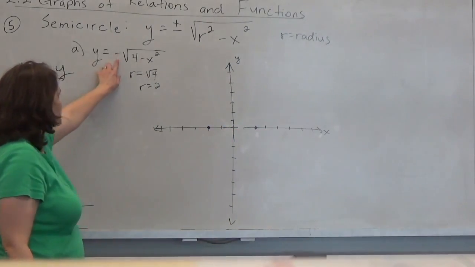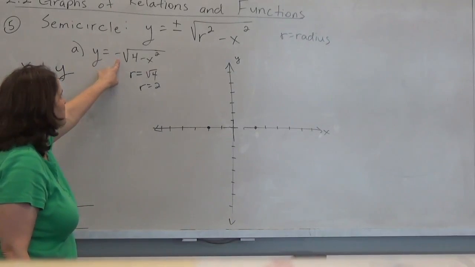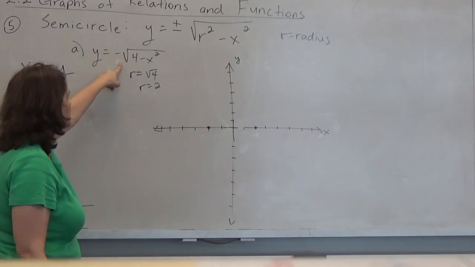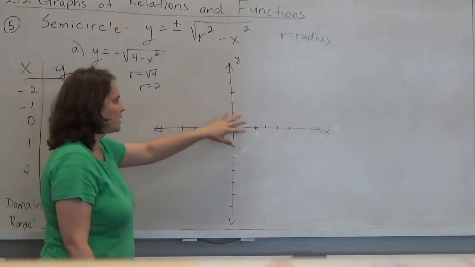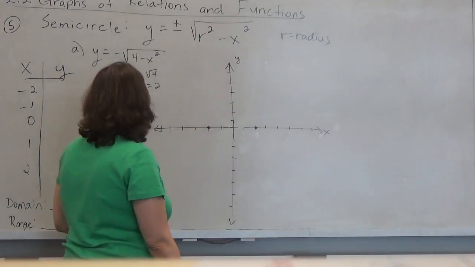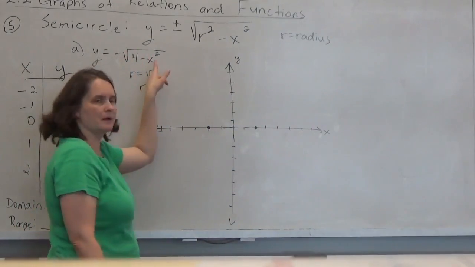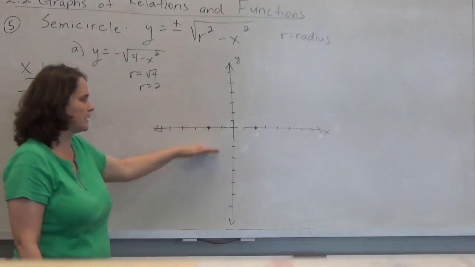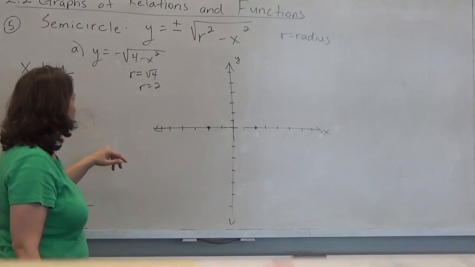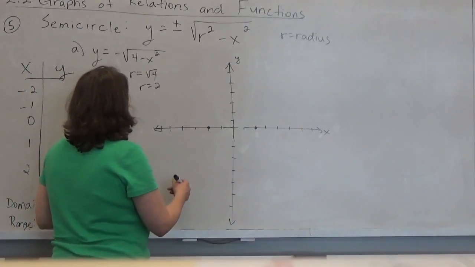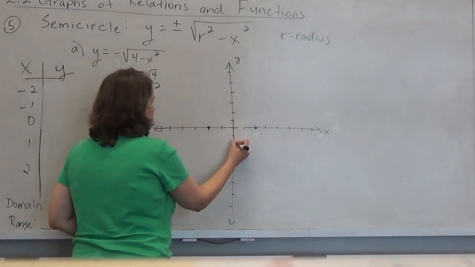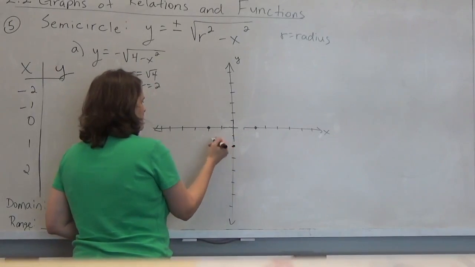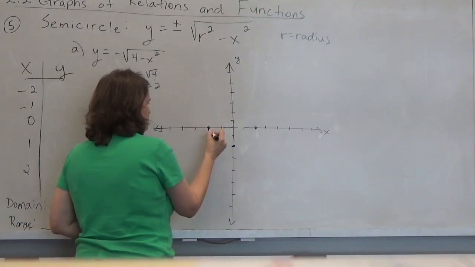And then also notice that there's a negative in front of this one. If there's a negative in front of it, then you're going to be looking at the bottom, underneath the x-axis. So really, whatever y values are coming out of that radical, out of that square root, you're going to negate them and put them down here. So if we have a radius of 2, that means we can come down 2 spaces, and then we can connect these dots with a semicircle.